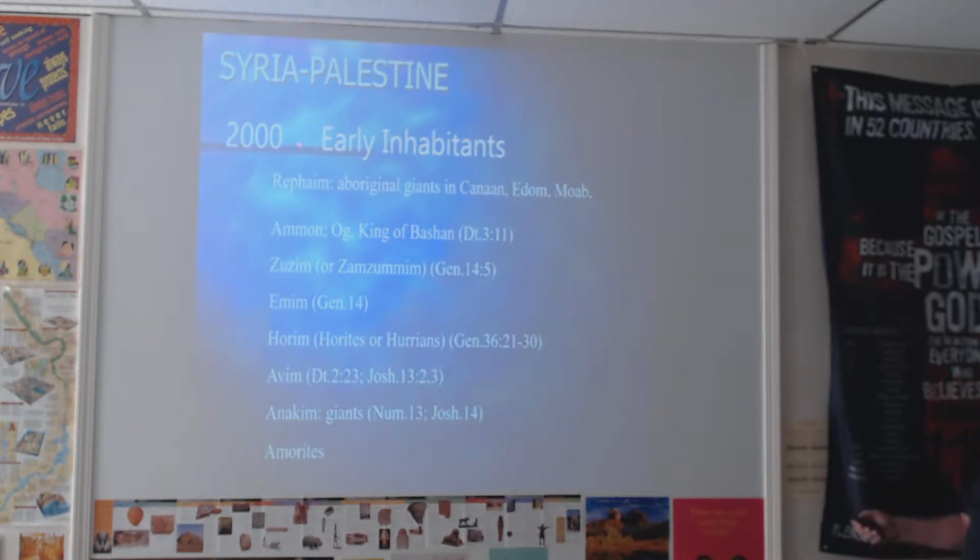All right. So anytime you see I-M, it indicates plurality. So the Rephaim, talking about a group of people. They are aboriginal giants in Canaan, Edom, and Moab. So anytime you see Rephaim, they're talking about people that are giants. We've talked about that before. We have Ammon, or the Ammonites. Particularly Og, the king of Bashan, is mentioned as their leader.